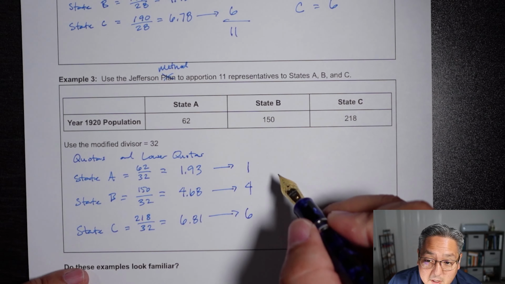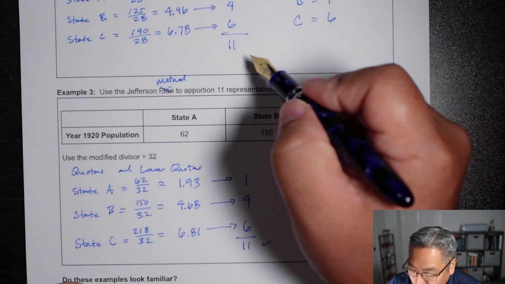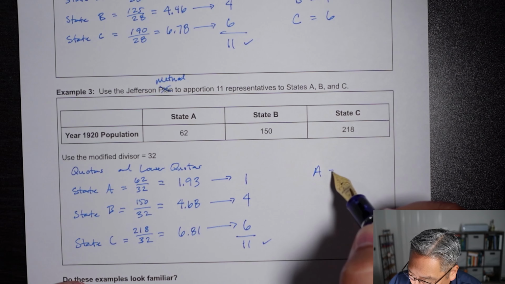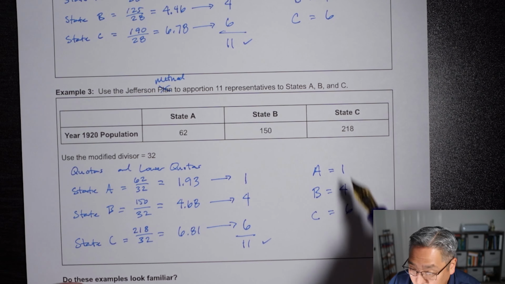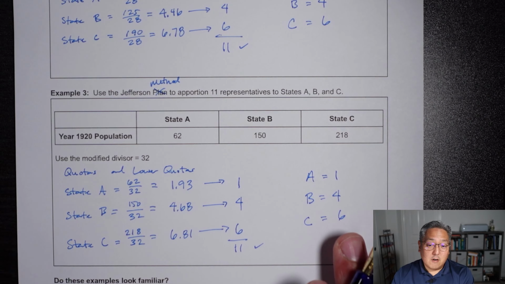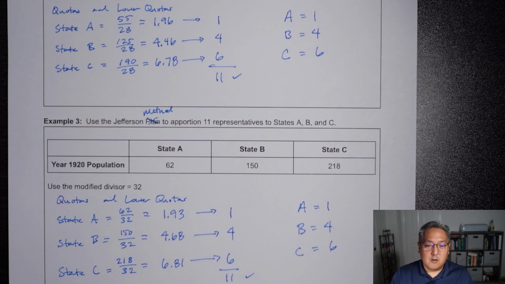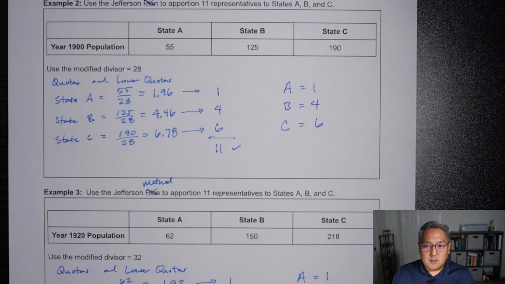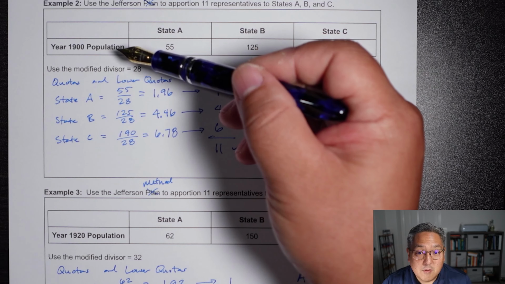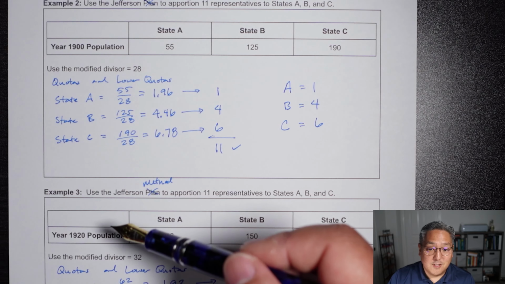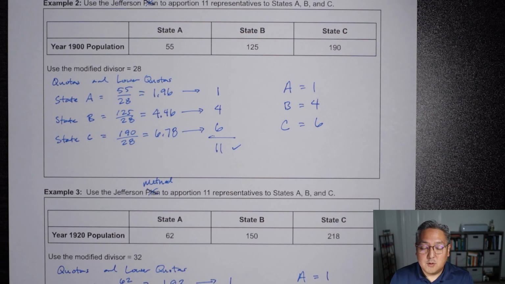And again, you can see our lower quotas, 1 plus 4 plus 6, add up to 11. So this checks out just like the one above checked out. A gets 1, B gets 4, and C gets 6. What's interesting here is that hopefully you look at these two examples and think, gosh, these numbers look familiar, the situation looks familiar. Notice that we have the 3 states, state A, state B, and state C, but look at the years expressed in these questions. There was the 1900 population and the 1920 population. Notice that the populations have gone up for each state between these different years.